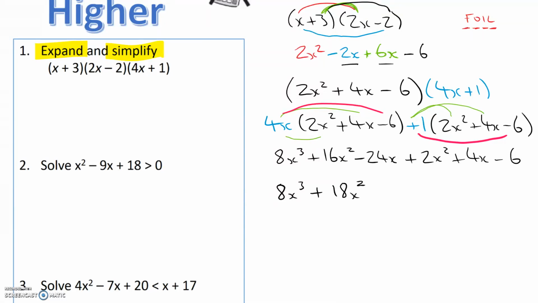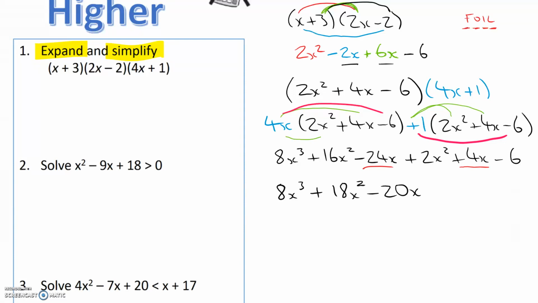Okay, do we have any terms in x that we can simplify? Yep, we've got minus 24x plus 4x. So I think that minus 24x plus 4x is going to give me minus 20x. Okay, we've got to have a negative coefficient there because we've got more of the negative x's than positive x's.